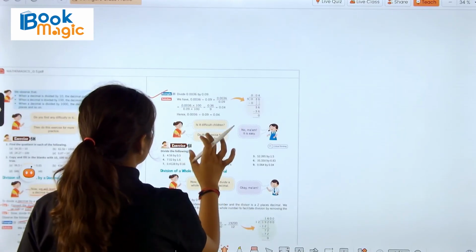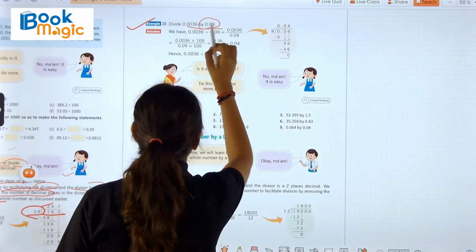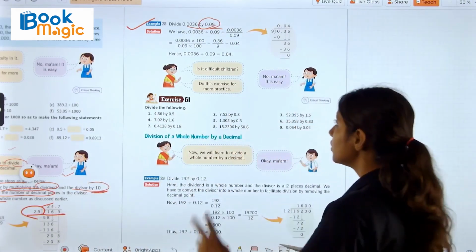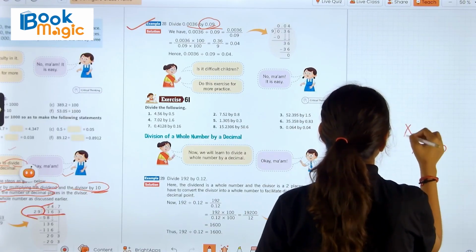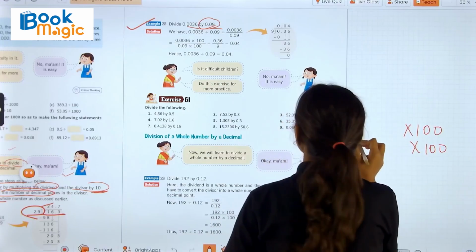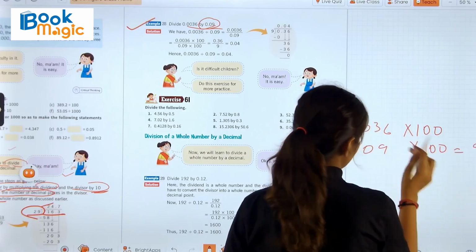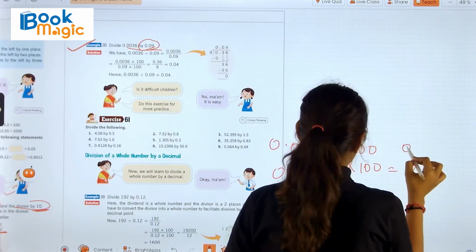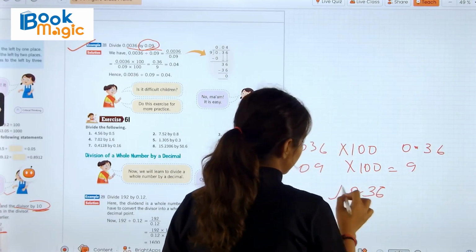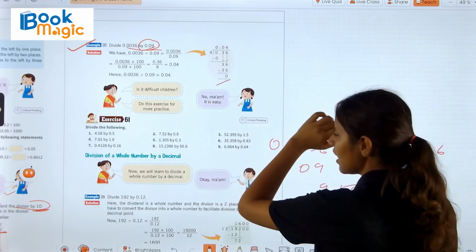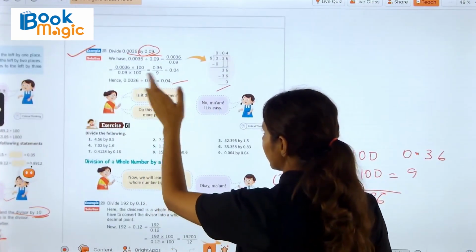Similarly, we have example number 28. Divide this value by this. We are having the smaller number with two decimal places, so it will be multiplied with 100. So 0.0036 and 0.09 will become 0.36 and 9. Now simply divide 0.36 by 9 and you can get the answer very easily, that is 0.04. 9 fours are 36, as 9 into 4 is 36.